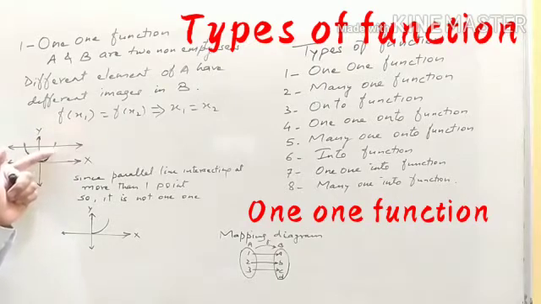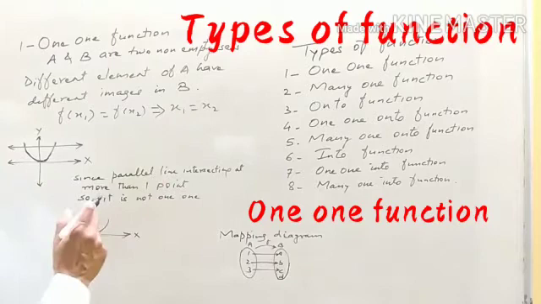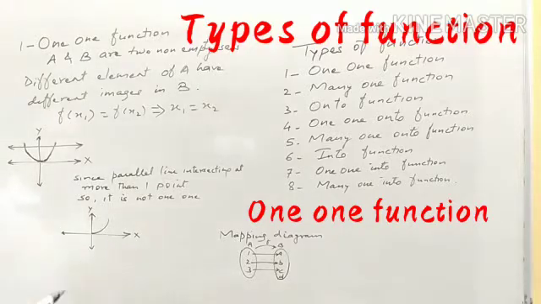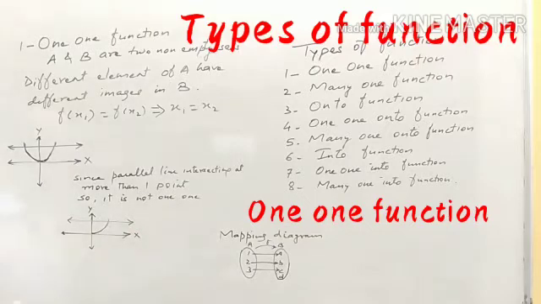So when we draw a line parallel to the x-axis and it intersects the graph at two distinct points, since the parallel line intersects at more than one point, this is not a one-one function. Another example we consider, again we need to draw a graph. We see that this is the graph, and again when we draw a line parallel to the x-axis, we see that it intersects at exactly one point.